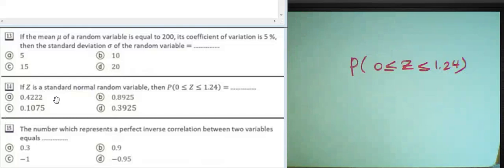Question 14. If Z is a standard normal random variable, the probability of Z greater than or equal to 1.24 is equal to what? Look at the table because we have Z. He tells us the standard normal random variable, so we must look at the table to find the probability of Z greater than or equal to 1.24. In hundredths, you can look at the table and find the result in one step.